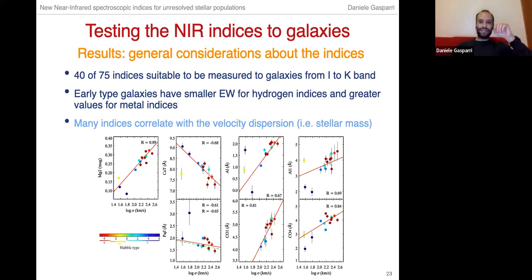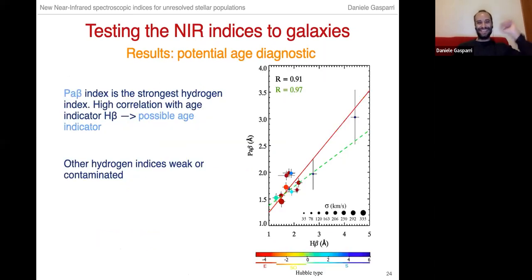Many indices, and this is a very interesting point, actually correlate with the central velocity dispersion of the galaxy. The calcium triplet lines are the only indices that anti-correlate with the velocity dispersion of the galaxy. This is a very well-known anti-correlation, which has been very much studied and is still poorly understood. And I still did not understand it.